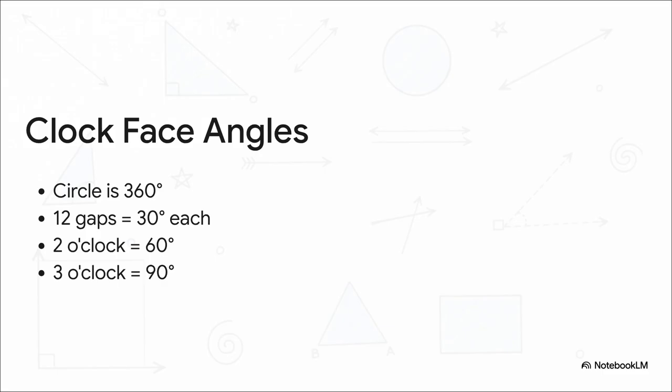So let's say it's 2 o'clock. The minute hand is up on the 12, the hour hand is pointing at the 2. That covers exactly 2 gaps. 2 times 30 is 60 degrees. Fast forward to 3 o'clock, now it's covering 3 gaps. 3 times 30 gives us a perfect 90-degree right angle. Honestly, it's one of those amazing aha moments when you realize this invisible geometry is just hiding in plain sight.